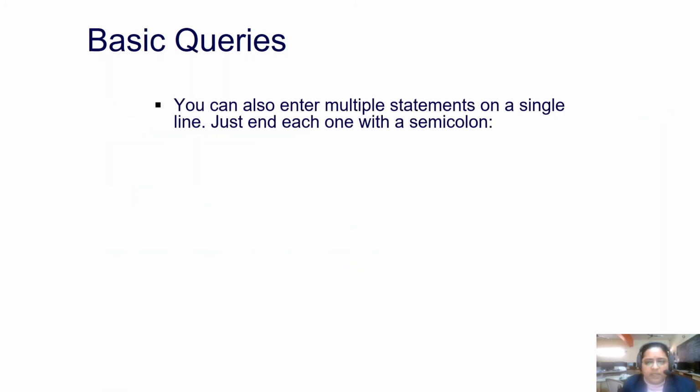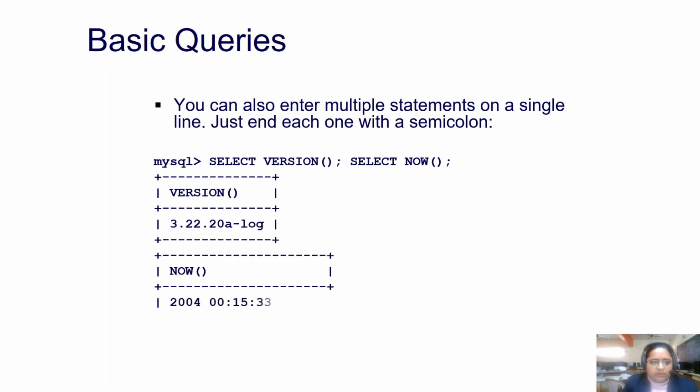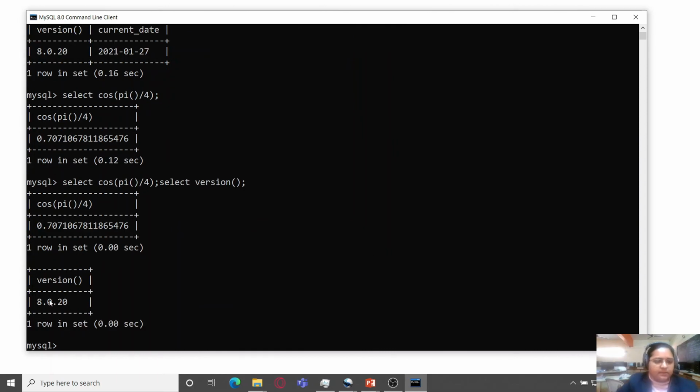You can also enter multiple statements on a single line, just end each one with a semicolon. For example here, select version; select now;. So we can enter two different commands, and because they are two separate statements, you get their results one below the other. Like if I write here select cos pi divided by 4; select version;, you will get their answers on separate lines.